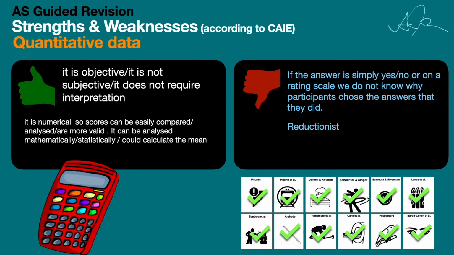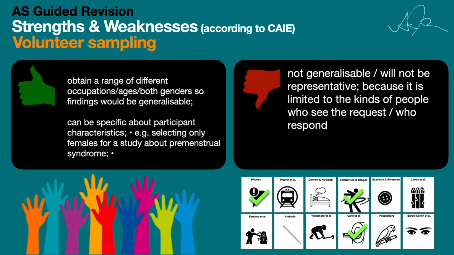Okay, let's move on to the types of sampling. Volunteer sampling. We see volunteer sampling in studies like Schachter and Singer, Milgram, and the Canley study. Some people think that the Andrade study on doodling is also volunteer, but it's not because they were in a previous study that they volunteered for, but they were asked to stay for a few minutes for another study. So actually, Andrade is opportunity.